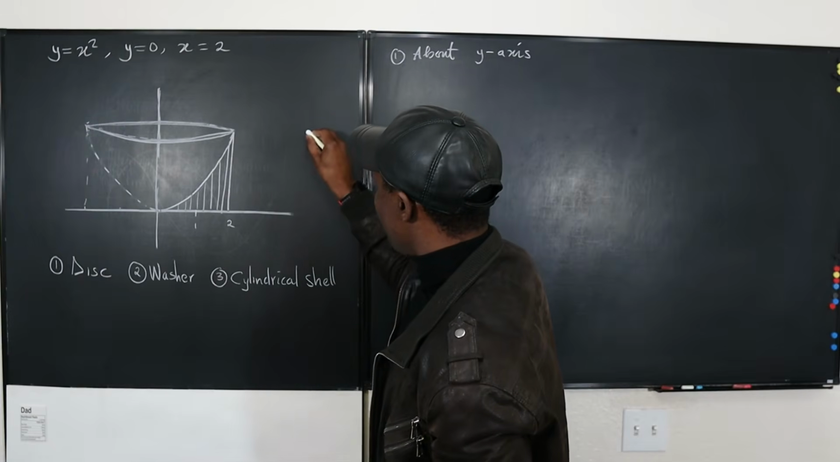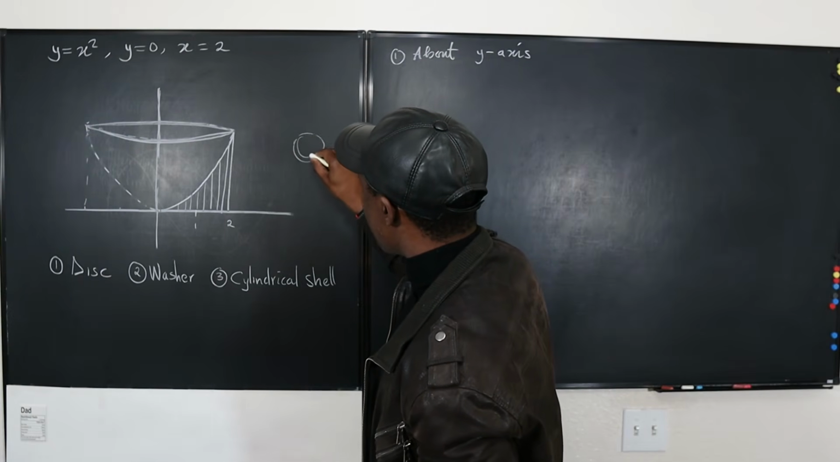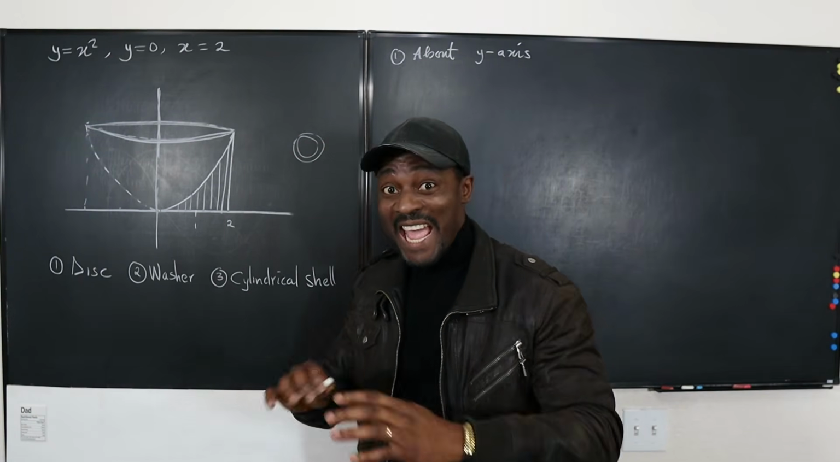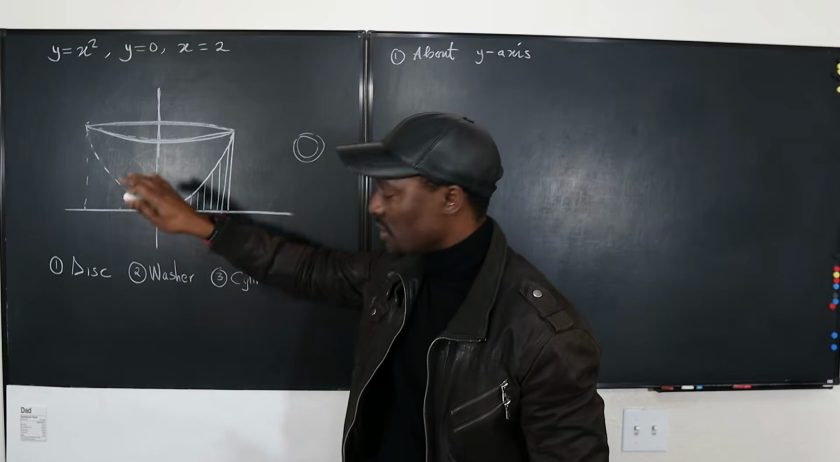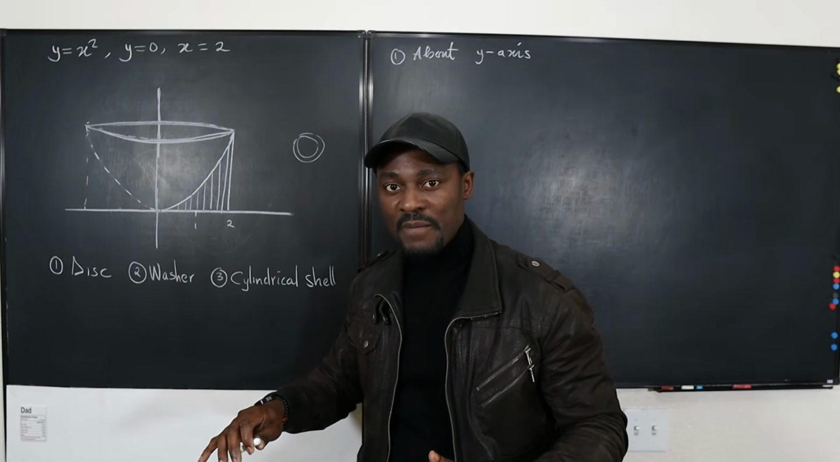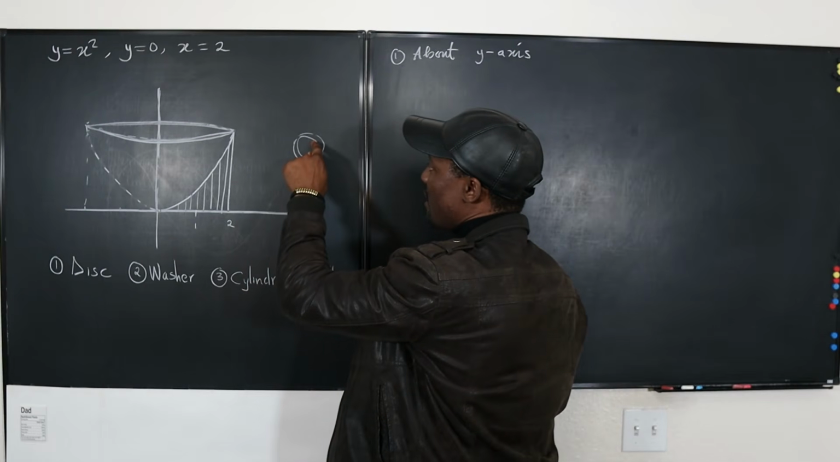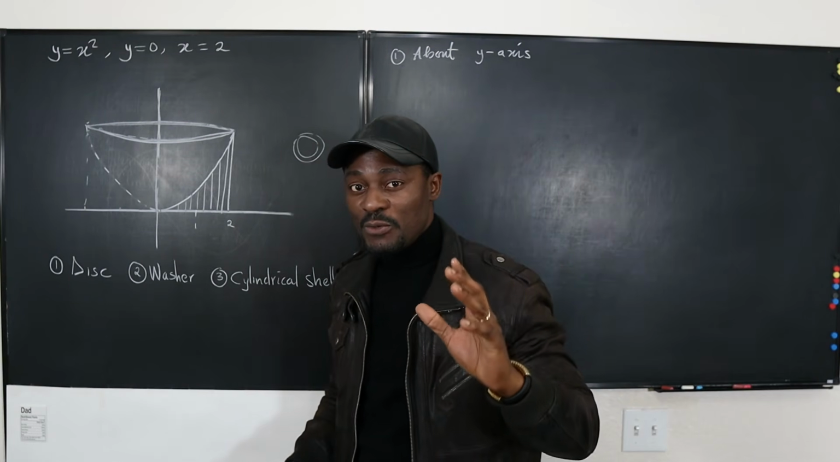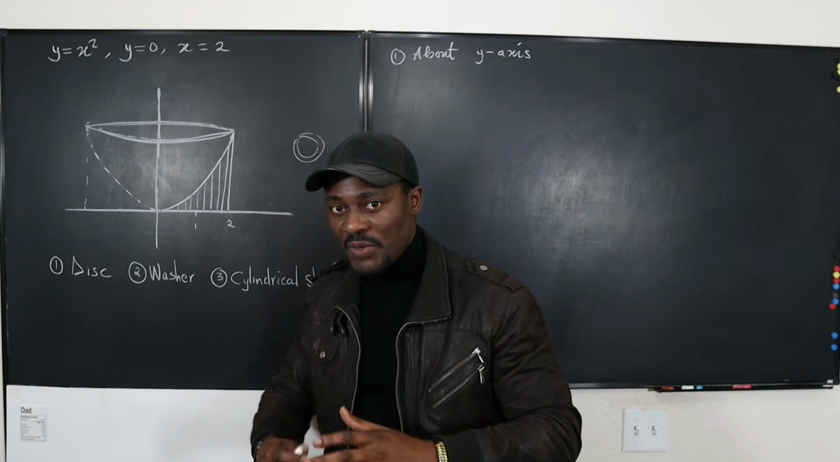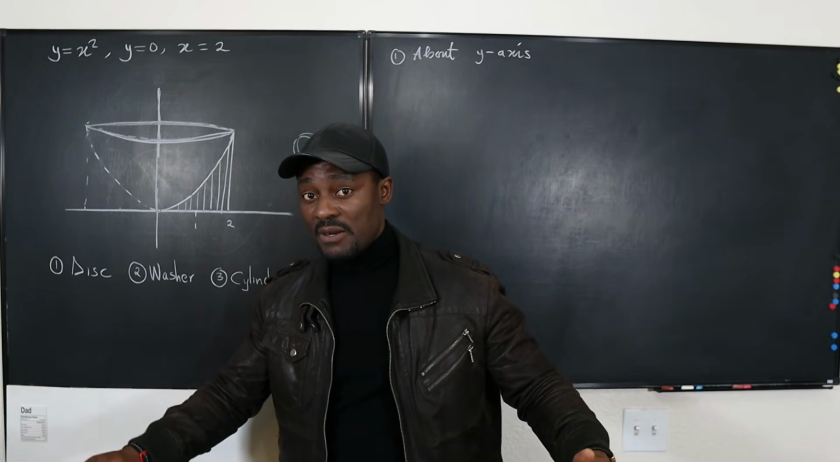You're going to get something like this. Okay? At every point, you're going to get a washer, at every point from the top until you get to the bottom of it. So because you're going to get an inside radius and an outside radius, you just need to know what those two radii are. Okay? So the outside radius is usually the bigger radius.